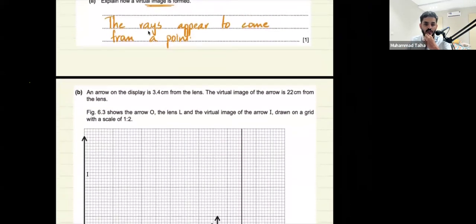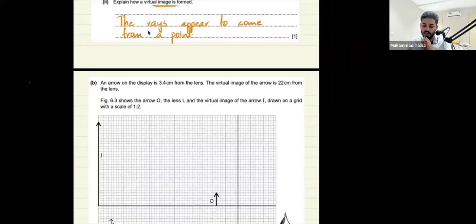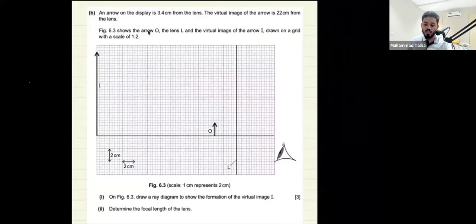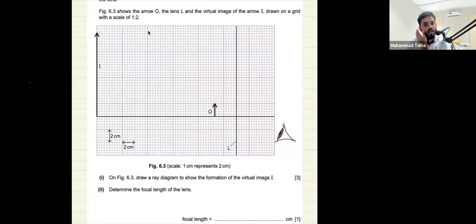So an arrow on the display is 3.4 centimeter from the lens. Virtual image of the arrow is 22 cm from the lens. So this is 22, this is 3.4. 6.3 shows the arrow, the lens, and the virtual image of the arrow I drawn on a grid with a scale of 1:2. All right. So on 6.3, draw a ray diagram to show the formation of the virtual image I.